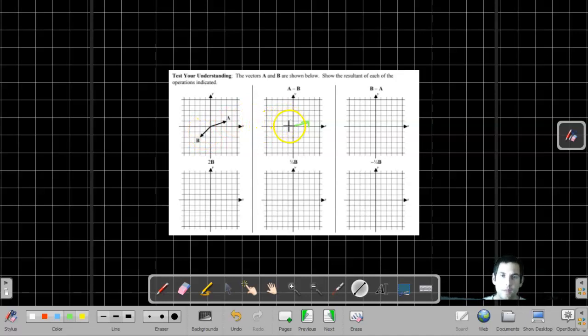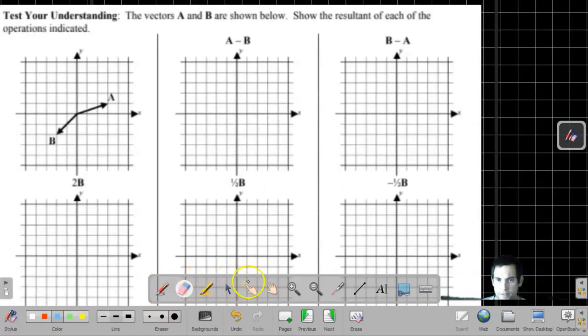So anti-parallel, B is going to go up 2 and to the right 2. Okay, so our resultant vector in that instance will be from the start to the end. There's our resultant in this direction, A minus B. On to the next one, now that it's a little bit more readable.